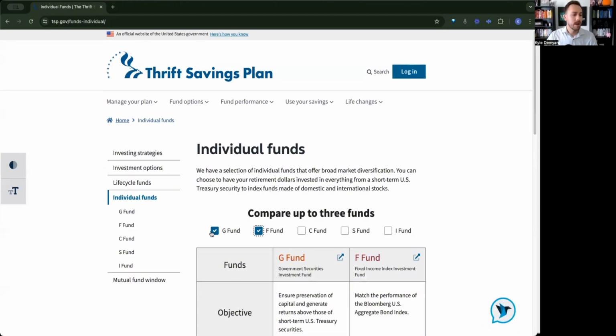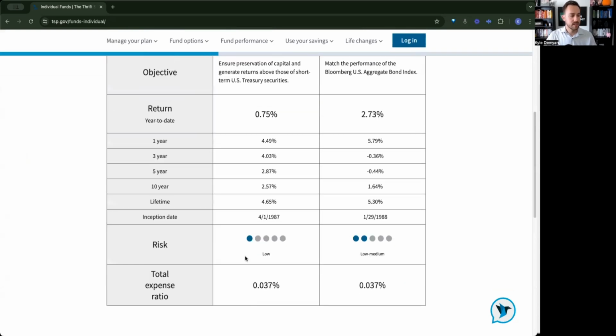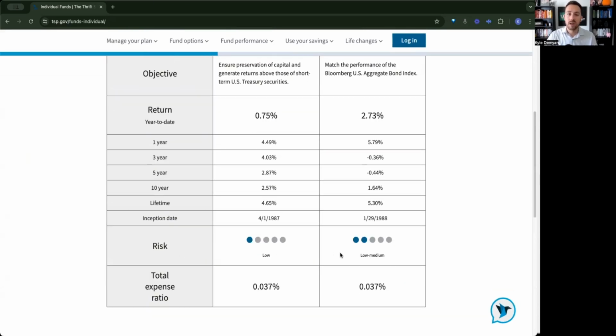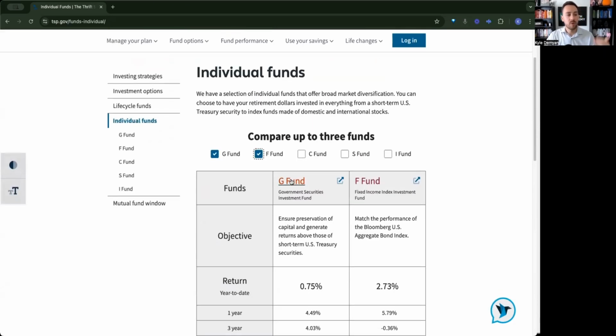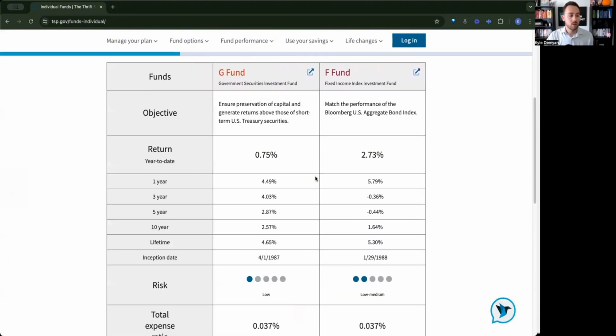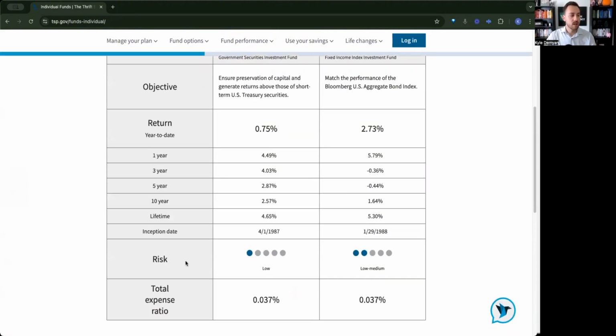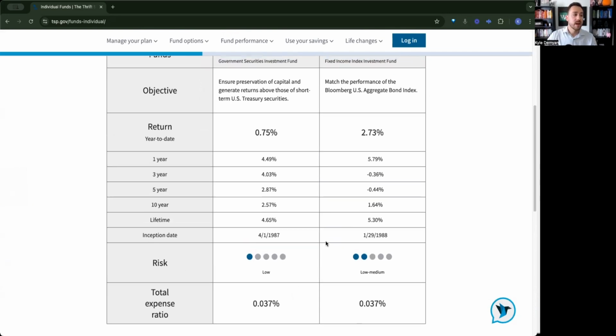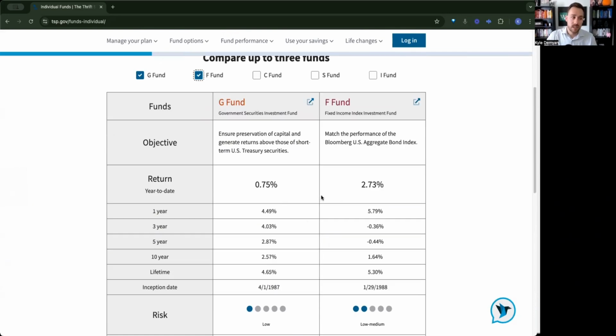You can see they have a risk bar here at the bottom. But simply enough, we're going to start with first the G and the F fund. Now, these are the two safer funds or lower risk funds that are available inside of the TSP.